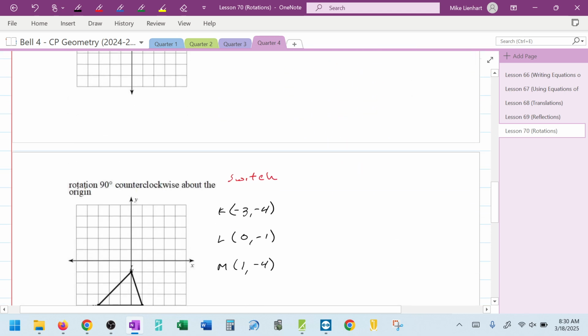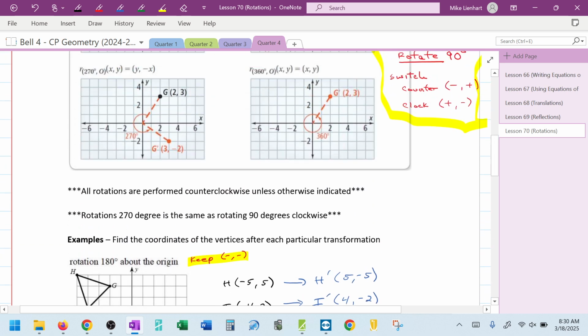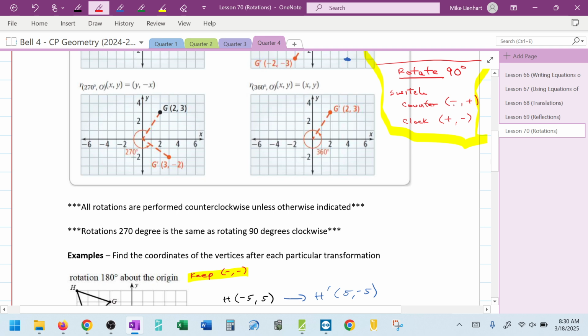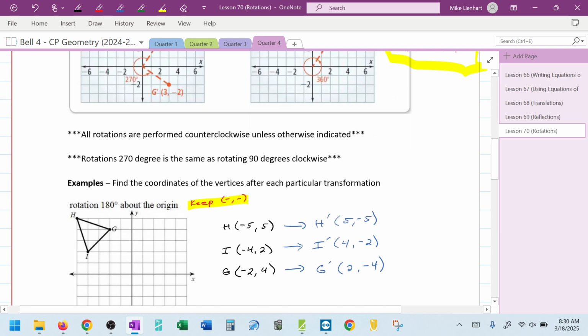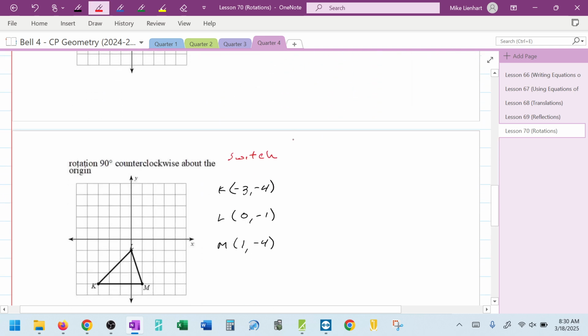Well, again, what do they say here? We're going counterclockwise. Counterclockwise is opposite same, opposite same. So I'm going to write opposite same. And if I do this, watch how easy these problems become now.